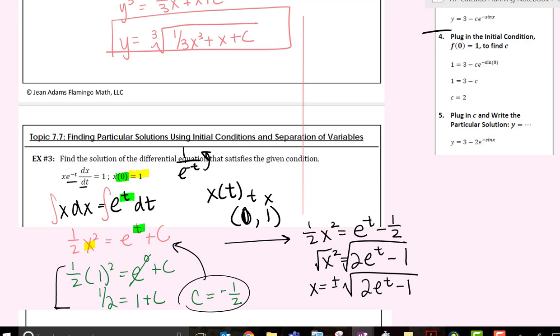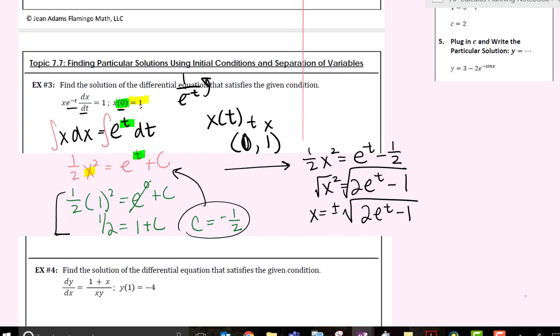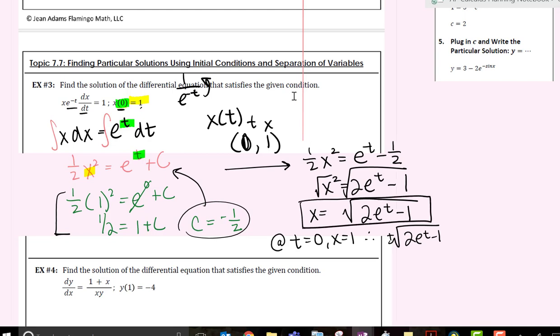Here is where that initial condition comes in. I know that when I substitute 0, I get an output of 1, which is a positive value, right? So I'm going to take off that plus or minus, and because of my initial condition, therefore we are doing the positive square root of 2e to the t minus 1. And that's using that initial condition to determine what my solution is.